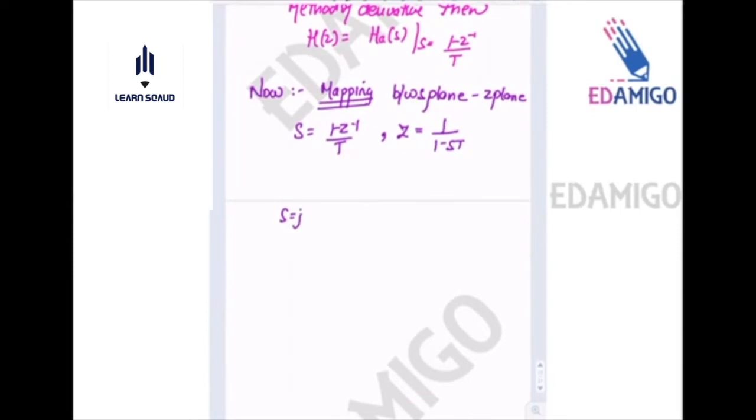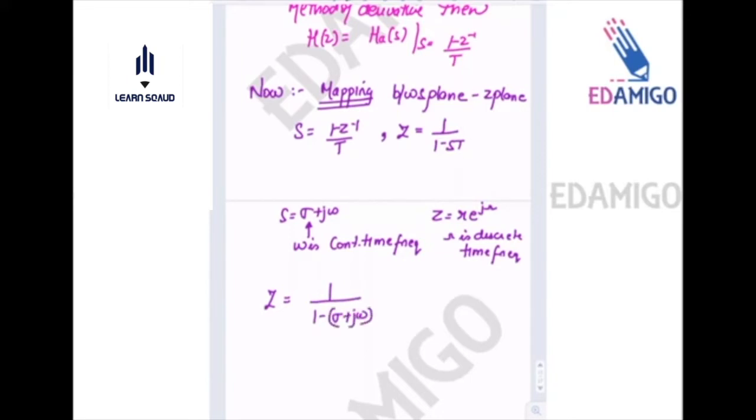Now, since s is equal to j omega, where omega is the continuous time frequency, or sorry, s is equal to sigma plus j omega, where omega is continuous time frequency, and z equals r e to the power j sigma, where sigma is discrete time frequency. So z is equal to 1 upon (1 minus (sigma plus j omega) times capital T).